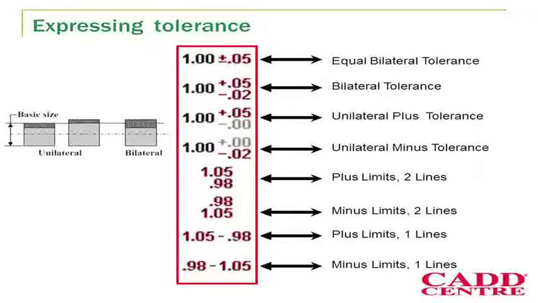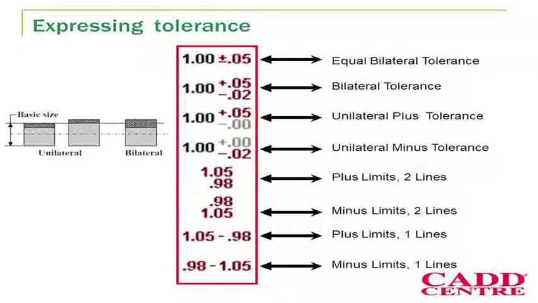If you want to apply a uniform value of tolerance on both the positive side and the negative side, then we call it equal bilateral tolerance. If you want to apply a different tolerance value on the positive side and the negative side, then we call it bilateral tolerance. Generally, we apply equal bilateral tolerance for most of the values. In a specific case where we have a constraint in one of the positions, then we go for a bilateral tolerance.